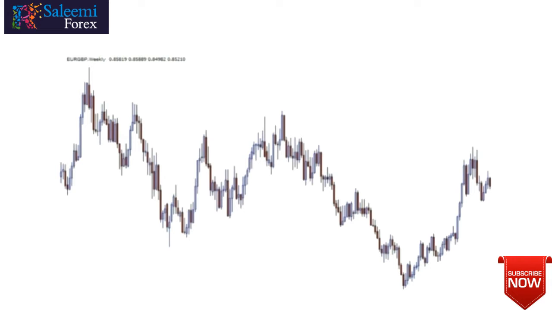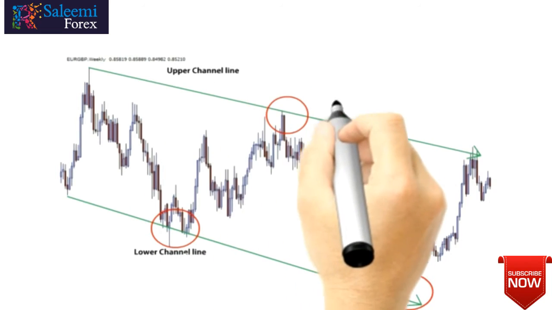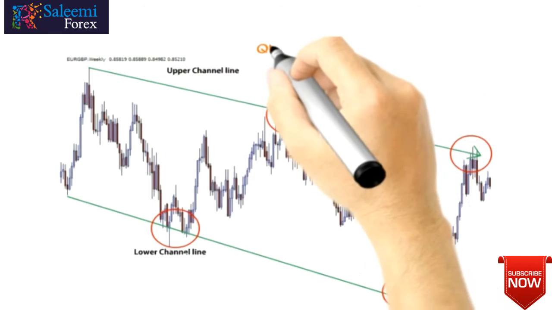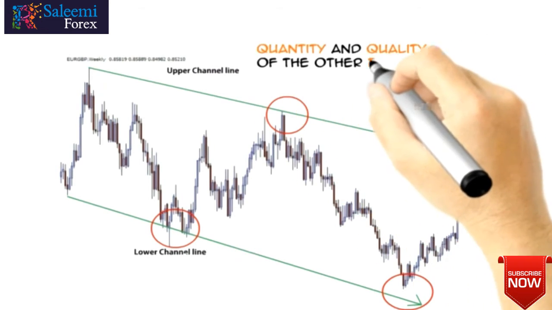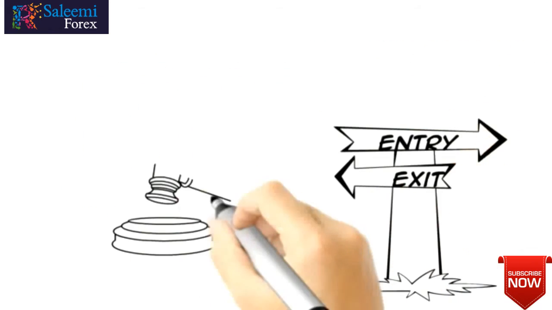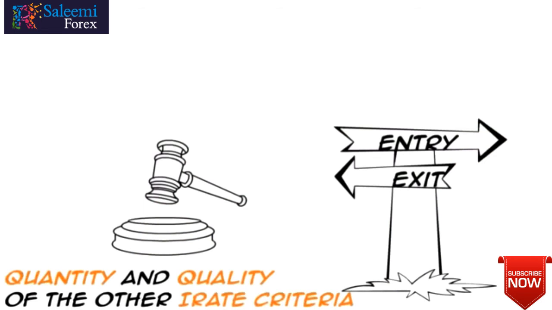For taking new long positions, we might try to buy near the lower channel line, which is a kind of support, and sell near the upper channel line, which serves as a kind of resistance. Whether or not we enter at the lower line and exit at the upper line would of course depend on the quantity and quality of the other I-rate criteria we find near these lines. For short positions, we do the opposite and consider entries near the upper line and exits near the lower line. Again, the final decision would depend on the quality and quantity of the other I-rate criteria we see near these lines.